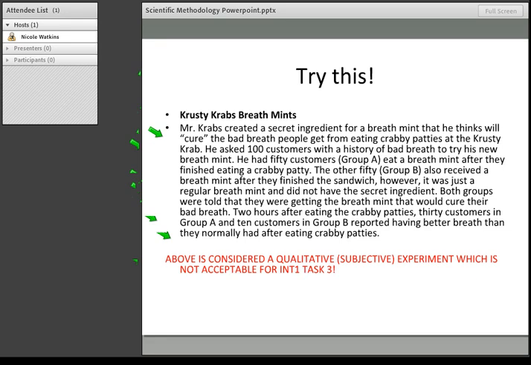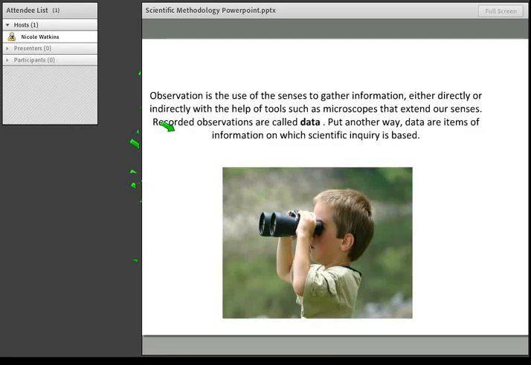So one thing I want you to keep in mind is that this above example is considered a qualitative experiment, which is not acceptable for INT1 or INT2 task 3. Because it is qualitative, Mr. Krabs was basically going off of measuring breath odor. There were no numbers involved here. So keep in mind that for your summative task for this course, you do need to be able to collect measurable data. Do a quantitative experiment.